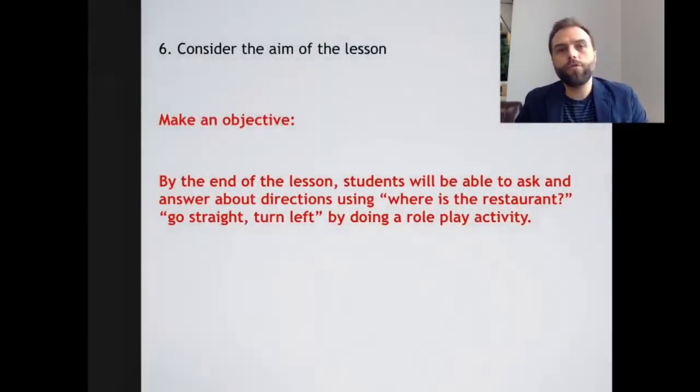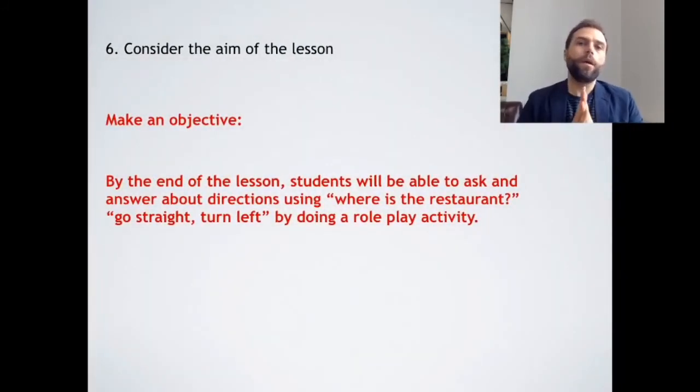Okay, let's move on. Number 6. Consider the aim of the lesson. Okay, what is the final result of the lesson? Actually, this is one of the first things you should consider before you start choosing activities and materials and thinking about the beginning of the lesson. So when you're planning a lesson, actually the aim should be the first thing that you consider. So make an objective. Here's an example of an objective for a lesson.